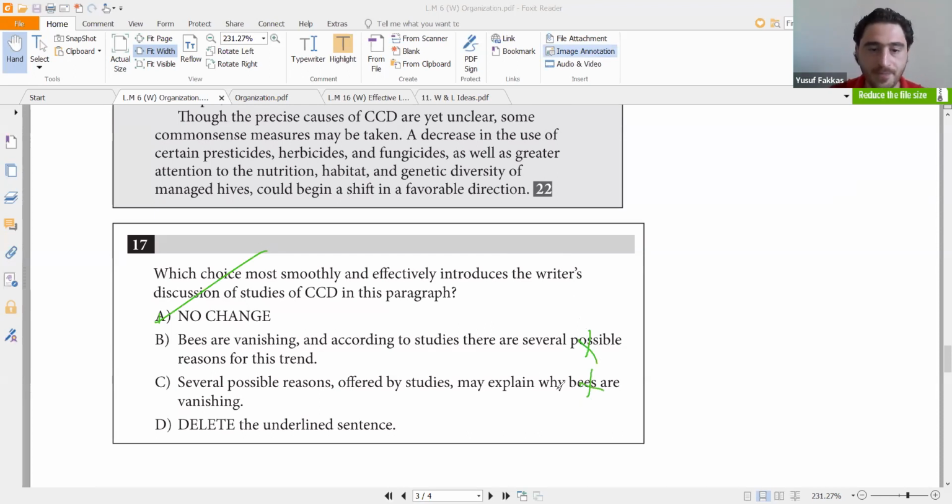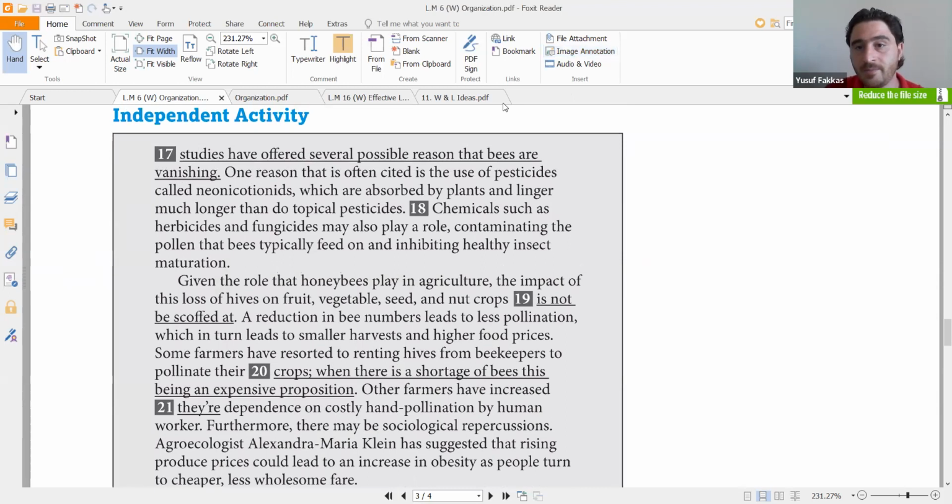We don't need them. And if we delete the topic sentence, then there will be no main idea for the whole paragraph. You can know that because if you read what's following immediately in the second sentence, they say, one reason that is often cited is the use of pesticides. So one reason is the use of pesticides, but one reason for what? You will notice from the second sentence that you need this sentence, you cannot delete it. So yes, the answer is A.